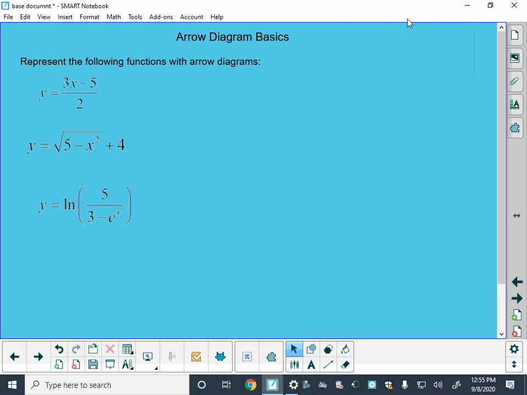Right. This is an introduction to arrow diagram basics. We're going to walk through these three equations and see how we build the arrow diagrams for each of these.